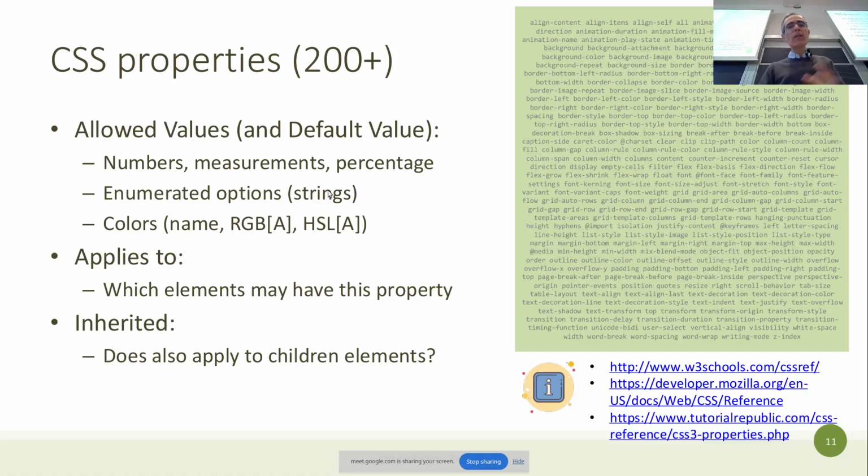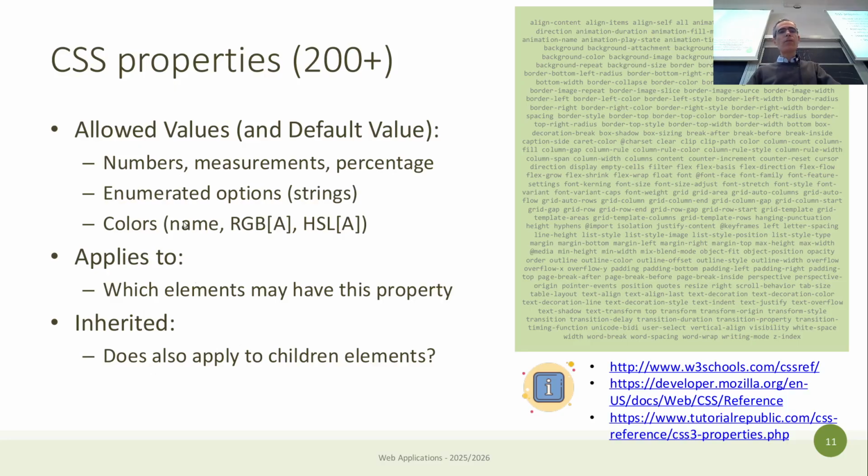Enumerated options, strings, sometimes like the display we said before, inline or block, these are the 2 values, or colors. Often you want to specify colors. People like changing colors for the exam. Sometimes it's even required.